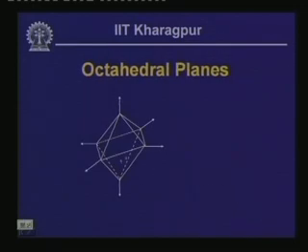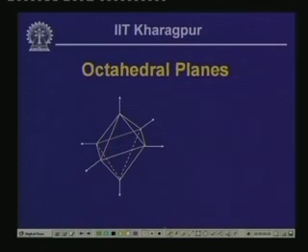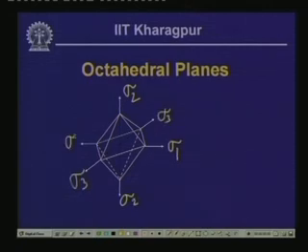So, this is the representation of the octahedral planes. In fact, the planes which are equally inclined with reference to the principal axis system, we get 8 such planes. So, this is representing sigma 1, this is representing sigma 2 and this is representing sigma 3. Now, we will get 8 such planes which are equally inclined to these three reference axes or three reference planes, and that is why these planes are called as octahedral planes.